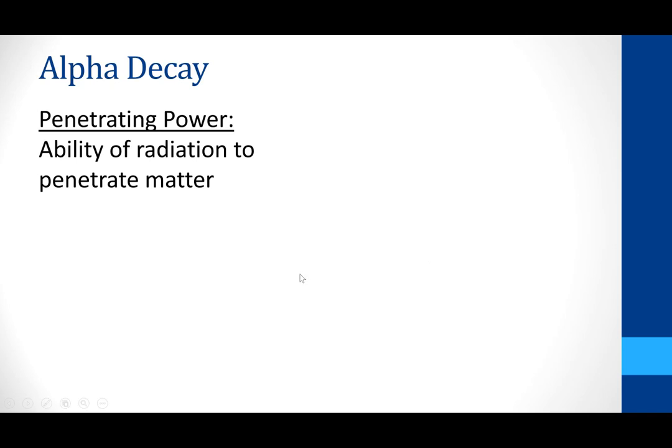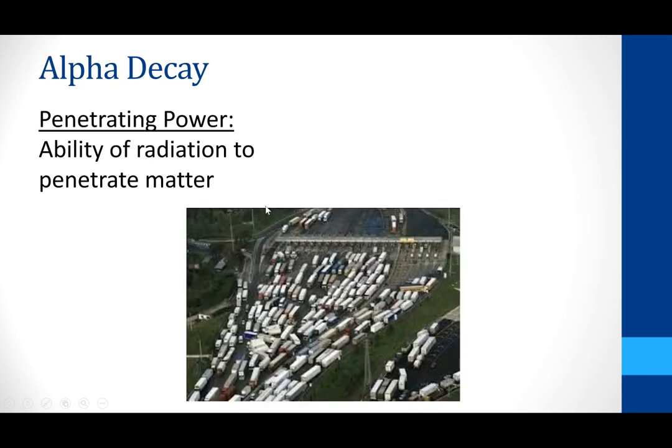Alpha particles are actually pretty large particles in the nuclear chemistry world. So the penetrating power of an alpha particle is relatively low. It's hard for it to get into our body. We can block it pretty easily with a piece of paper or clothing, or just our skin will block it. So it's low penetrating power. Think about a semi-truck in a traffic jam. It's not going to be able to get in and out very easily.